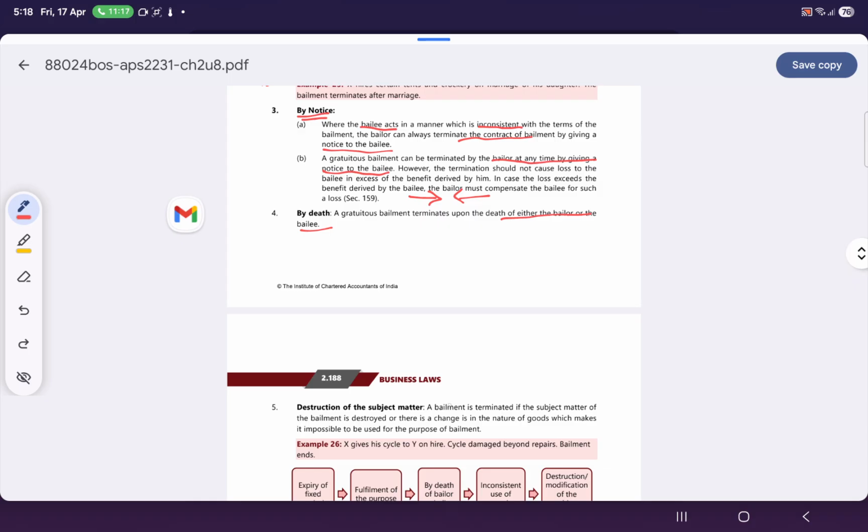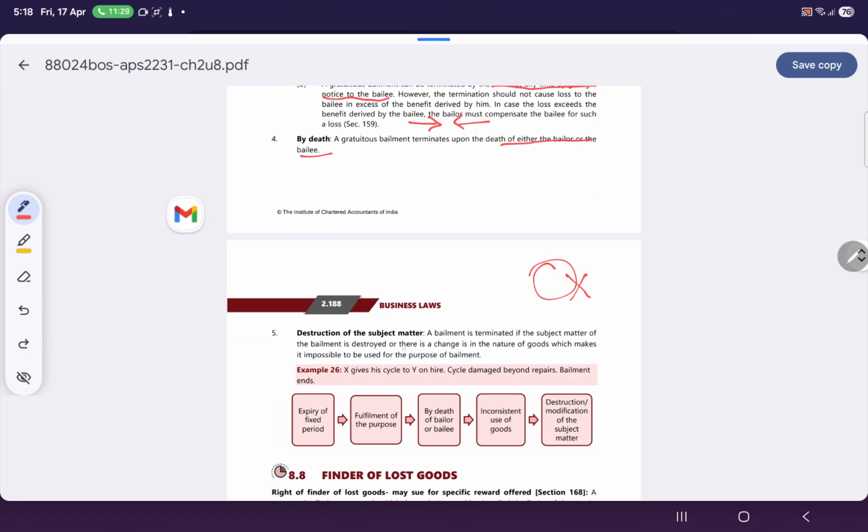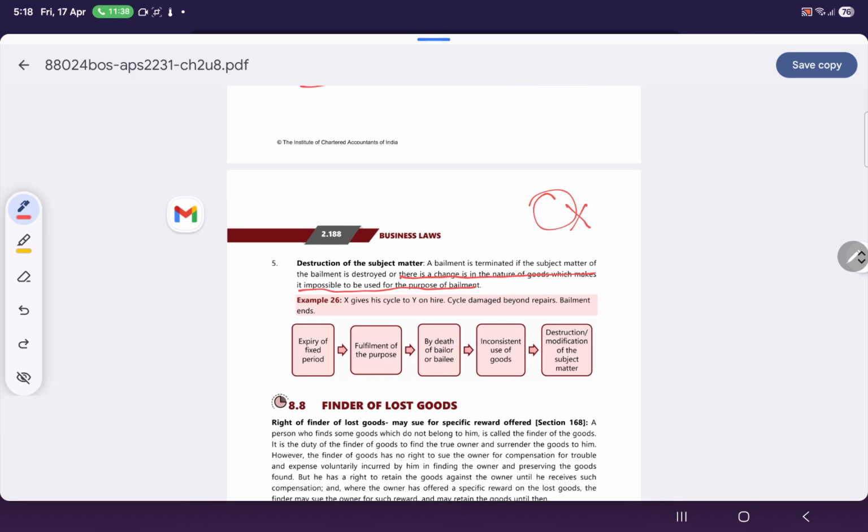Destruction of the subject matter. If the subject matter which is bailed is itself destroyed, then the bailment comes to an end. Or if there is a change in the nature of the goods which makes it impossible to use for the purpose of bailment, then the bailment has come to an end.